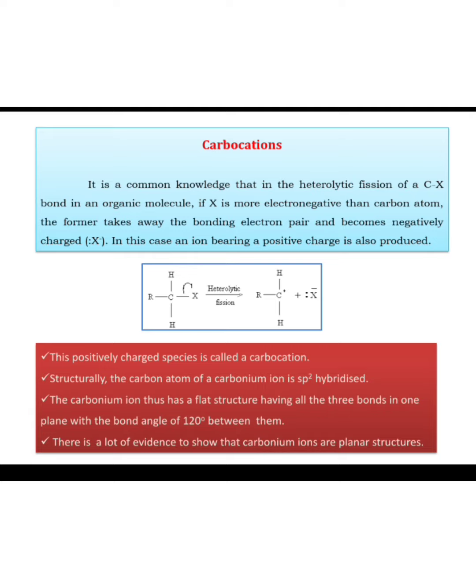Now, let us see about the properties of carbocation. Carbocation bears a positive charge, hence it is a positively charged species, and this carbocation is sp2 hybridized and its structure is a planar structure bearing a bond angle of 120 degrees. There are many evidences showing that these carbocations are planar.